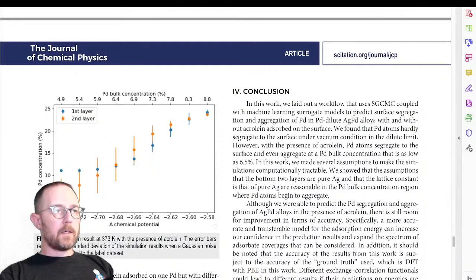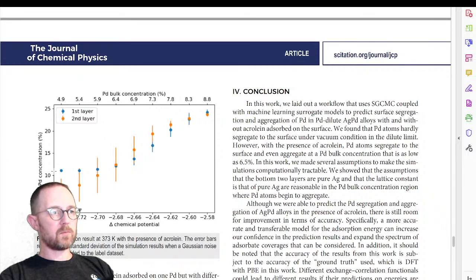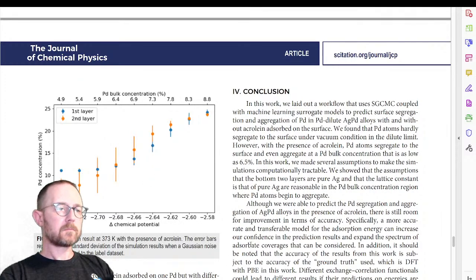If we add acrolein, then we see a very different story. Now in the first layer, even at the lowest chemical potential of say 5%, we already see more than 10% palladium in the surface, and that just increases as we go. At 8 or 9% bulk palladium, we see almost a quarter, 25% of palladium. So the acrolein induces the adsorption and causes, even in the dilute limit, concentration of palladium in the surface.